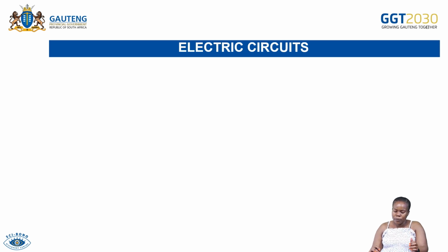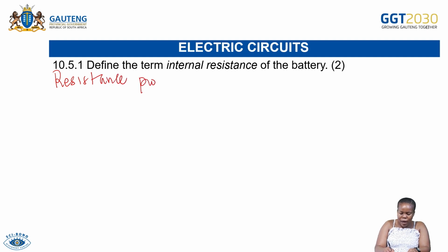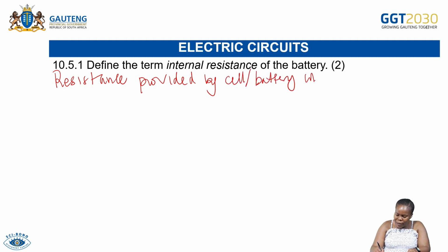Remember what I just said, we do need you to know what it is. That is why 10.5.1 says define the term internal resistance of the battery. So it is the resistance provided by the cell or battery when the current flows through it.